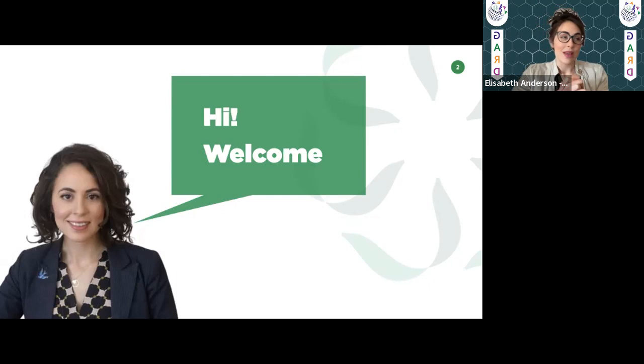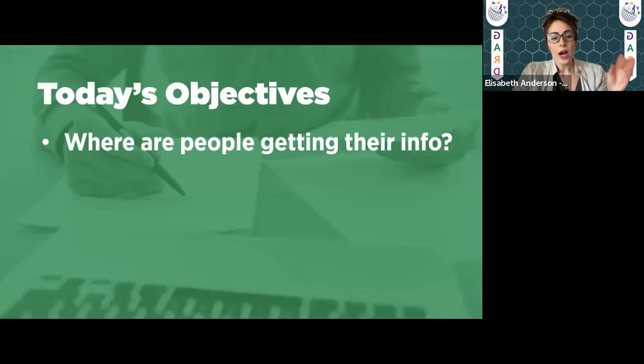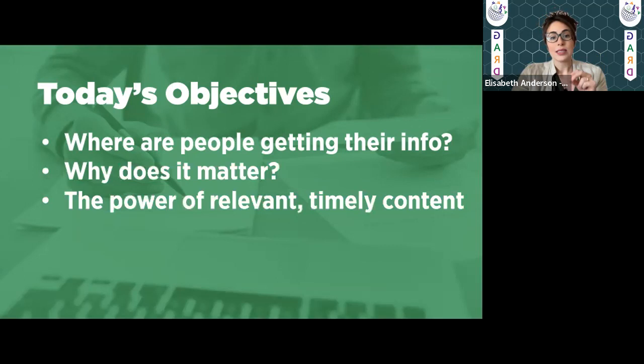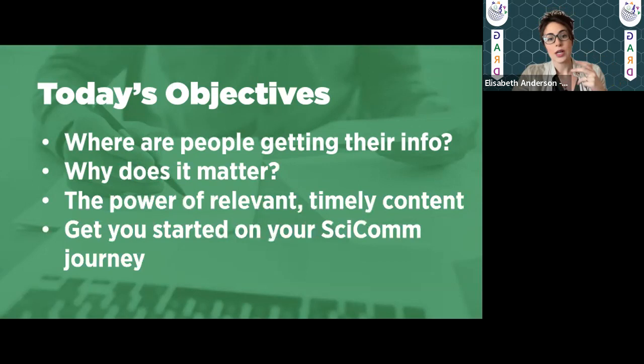And as you can imagine, that takes up the whole space of science communications. We kind of cover all of it in this area. So in this presentation, I'm going to talk a bit about what that looks like. So today's objectives: where are people getting their science information from? Again, keeping in mind, the information I'm putting out is some general science and also food and ingredient safety related. So where are people getting their info? Why does this matter? The power of relevant, timely content. We're going to look at a case study. And then I'm going to help get you all started on your science communication journey.